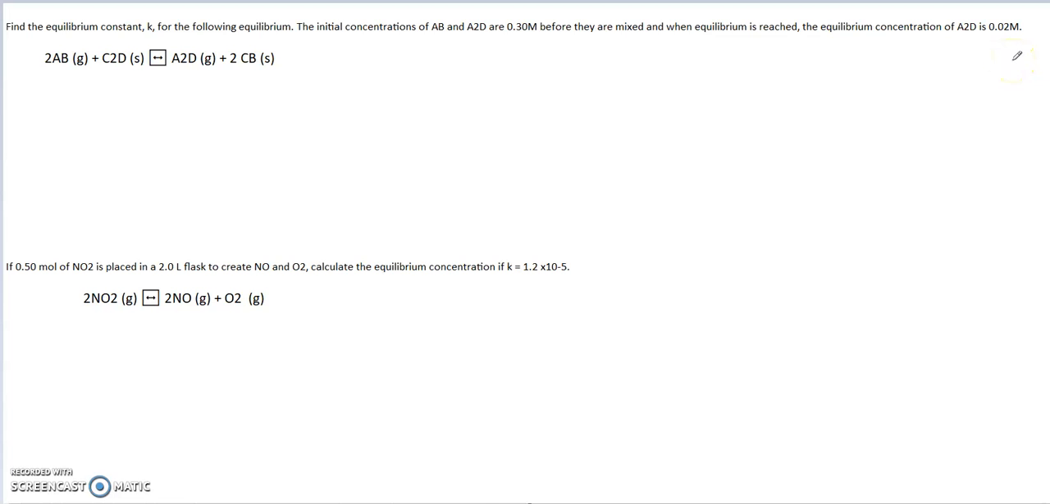Hey guys, this is me going over problems 3 and 4 on the equilibrium worksheet with the ice tables. A few of you have emailed me and asked me about it, expressing confusion, and I get that. It's a lot more complicated than the other worksheet that I gave you that was just plain writing equilibrium expressions.